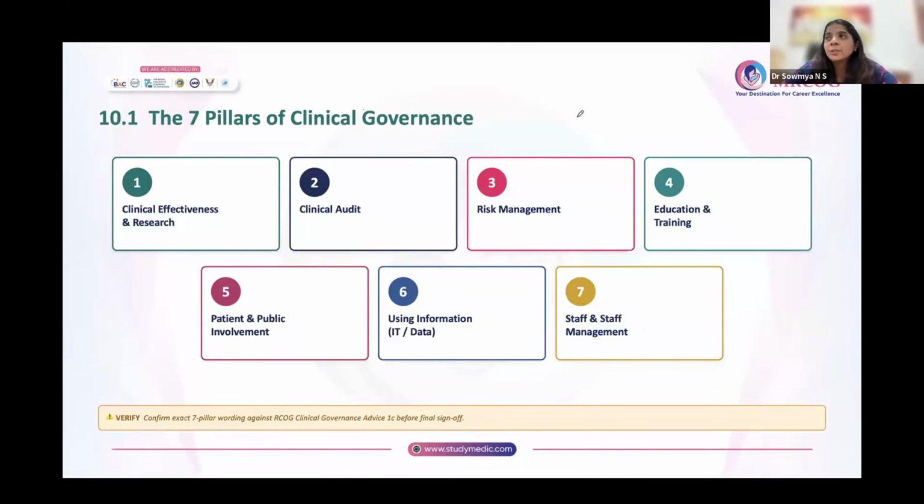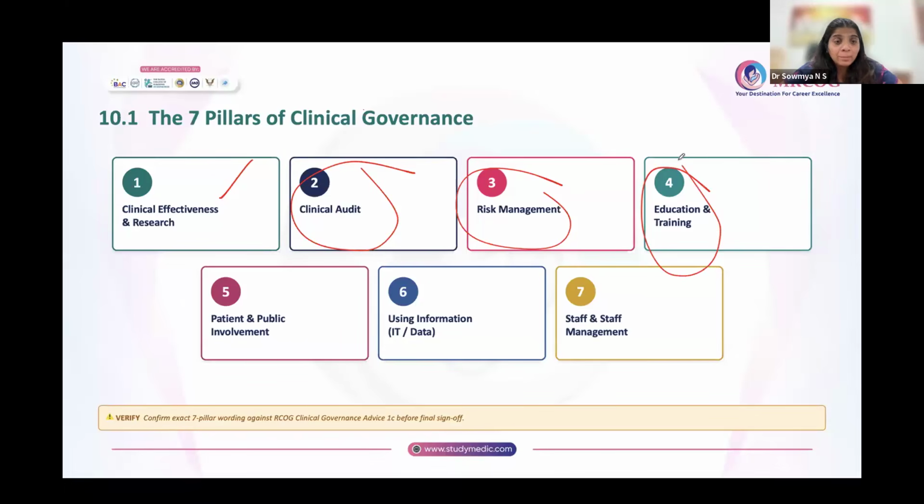Of course, the 7 pillars of clinical governance would be clinical effectiveness and research. That's where your clinical guidelines come in. That's the reason GTG, NICE, all of them come in. Audit measures your clinical practice. You have been given a protocol, how well you are sticking to it. That is what the clinical audit does. Risk management, there could be errors which are iatrogenic, which are system-wise errors, but how would you manage them and prevent them happening in the future?